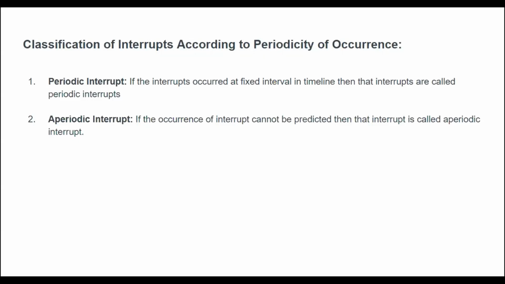The periodic interrupt can also be used to trigger very simple events, like toggling the state of a pin. Whereas for the aperiodic interrupt, if the occurrence of the interrupt cannot be predicted, then that interrupt is called an aperiodic interrupt. So those are the two classifications of the interrupts: the periodic and the aperiodic interrupts.